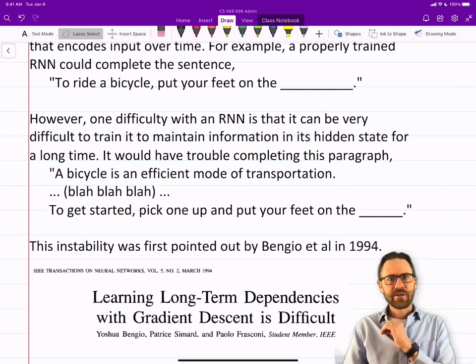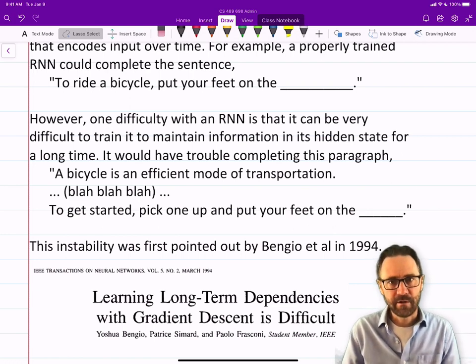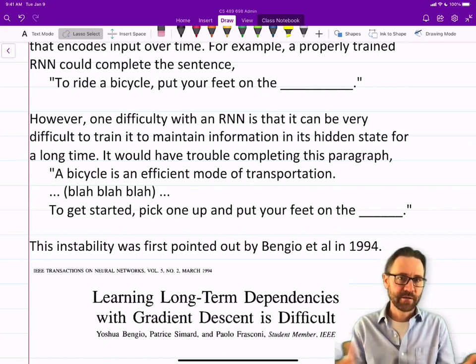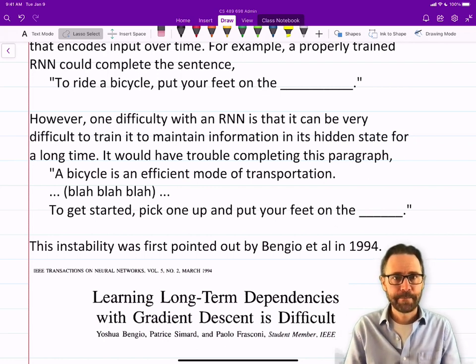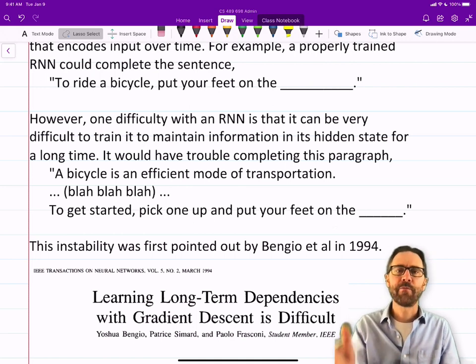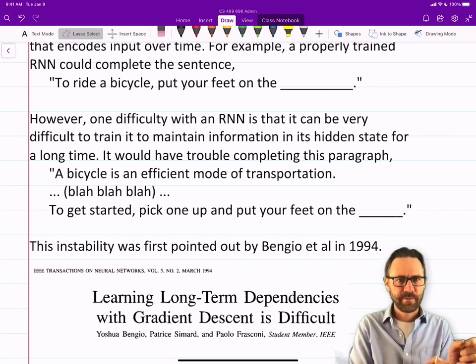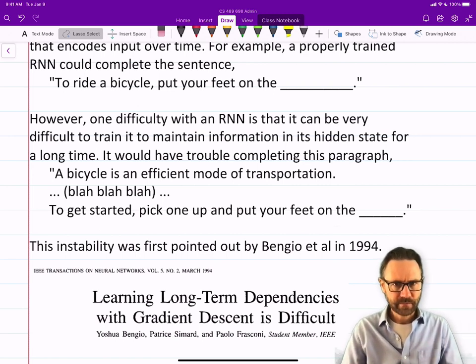Now, notice in that last sentence, there's no mention of bicycles at all. You'd have to know what the context of the paragraph was from previous statements. So you'd have to maintain more stuff in memory for a longer time. So this was shown to be quite difficult with an RNN.